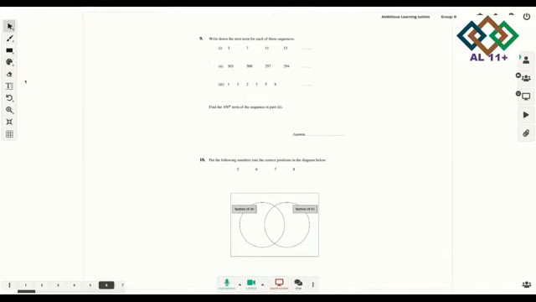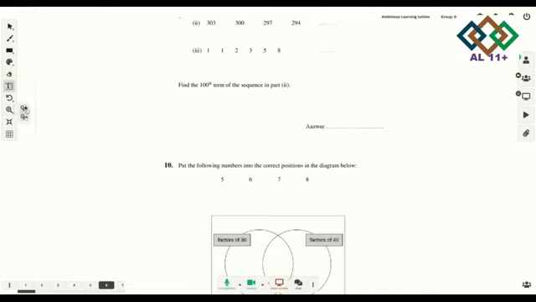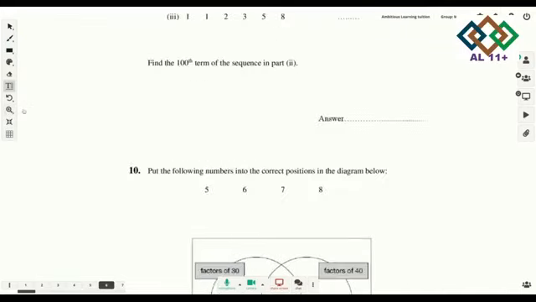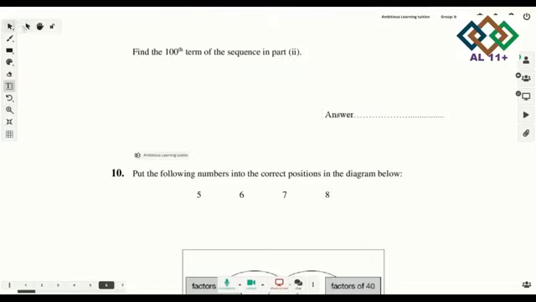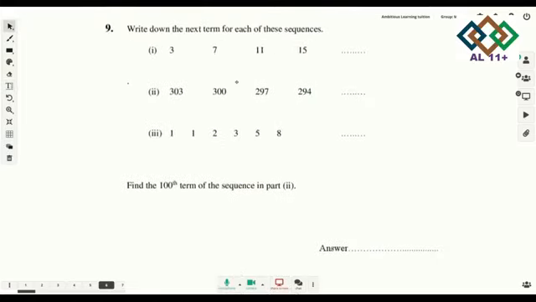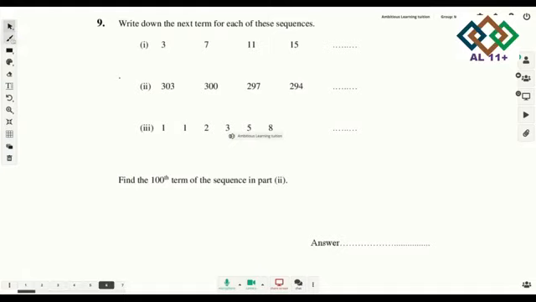Number 9 now. Let's zoom in a little bit now. Number 9, you need to work out the sequences now. Write down the next term for the sequence. You need to think which one comes next. If you look at the sequence, 3 to 7, 7 to 11, 11 to 15, that's an easy one. It's plus 4. I'm adding 4 in all of them. Same here and same here.